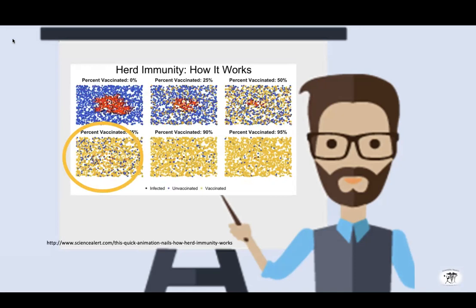And so what we're shooting for when we're looking at herd immunity is the 75% mark of vaccinated individuals within a population. Because what we're able to do is isolate the spread. Eradication starts to come in when we start getting to the 90 to 95% of the population being vaccinated.